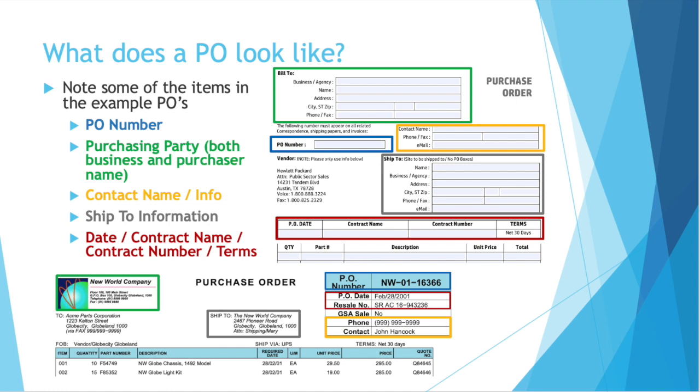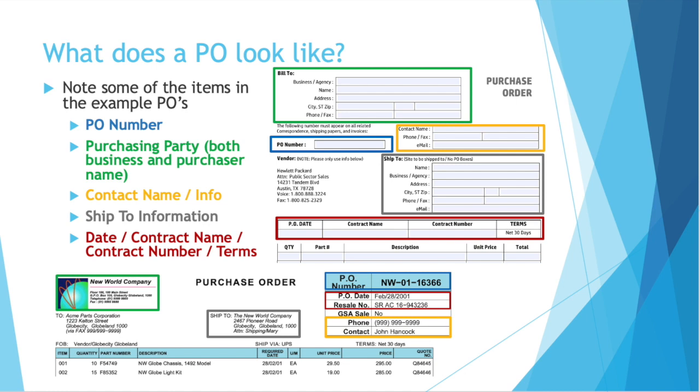So this slide and the next one have some screenshots of actual purchase orders, and I've color-coded each section for you to get a feel for what it looks like. Typically on a PO, you'll see the PO number, you'll see the purchasing party, so both the business and the actual name of the purchaser themselves. You'll see the name of a contact and their associated info for the buyer, because sometimes it's not the purchaser that is reached out to if the vendor has questions.